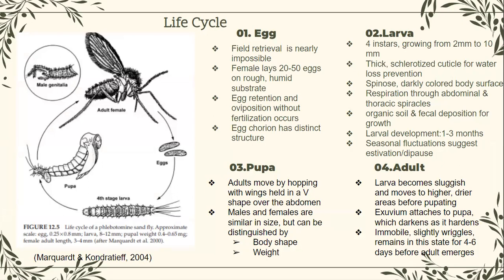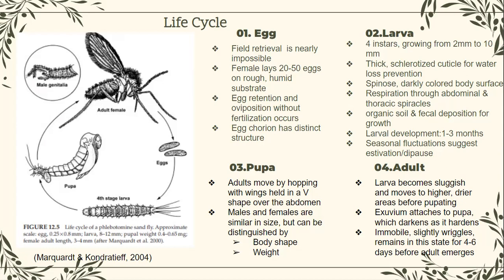The laboratory observations have described the immature stages, while attempts to locate adult emergence points in the wild have had moderate success for only one domestic species, Lutzomyia longipalpis. Now for the eggs specifically, retrieving eggs from the field is nearly impossible, so information about them comes entirely from laboratory observations.